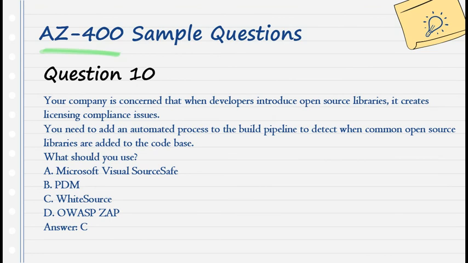Question 10. Your company is concerned that when developers introduce open-source libraries, it creates licensing compliance issues. You need to add an automated process to the build pipeline to detect when common open-source libraries are added to the codebase. What should you use? A. Microsoft Visual SourceSafe. B. PDM. C. WhiteSource. D. OWASP ZAP. Answer: C.